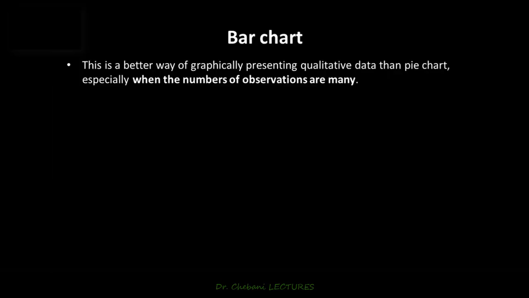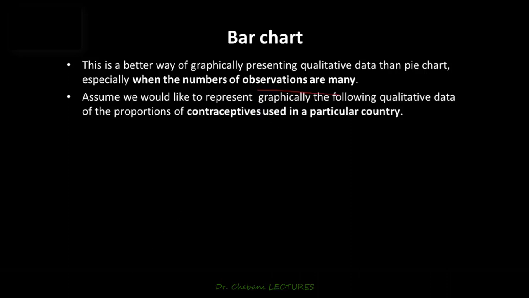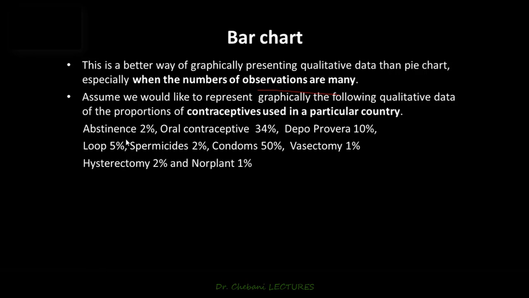A bar chart is basically a better way of graphically presenting qualitative data than a pie chart, especially, right? Especially when you are dealing with many observations, right? Assume we would like to represent graphically the following qualitative data of the proportions of contraceptives used in a particular country, right? So we have all these methods of contraception. So you can see that if we were to present this data as a pie chart, you wouldn't really notice differences. Like for instance, here we have 2%, we have another 2% there, we have 1% here, right? So these differences wouldn't be evident when you are using a pie chart, right?